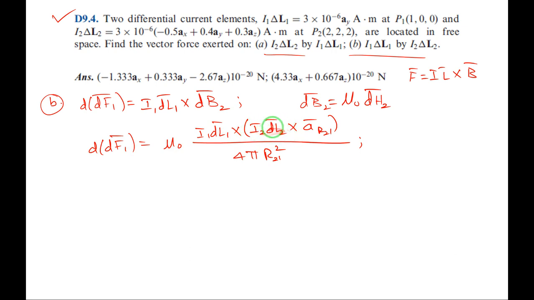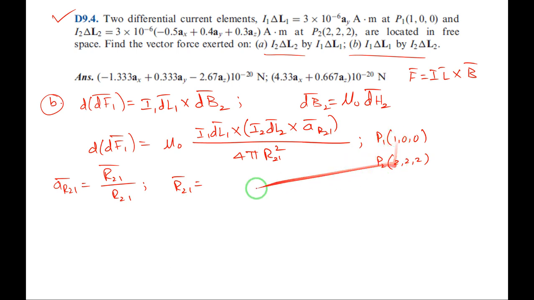So first we'll find the cross product of I2 dl2 cross aR21. First we'll find aR21, which is nothing but R21 divided by magnitude R21. Is it fine? Okay. Then next we'll find R21. So here let me write down those points. P1 of (1, 0, 0), P2 of (2, 2, 2). 2 to 1 means we will subtract, 1 minus 2. So minus ax, then 0 minus 2, minus 2ay, 0 minus 2, minus 2az.